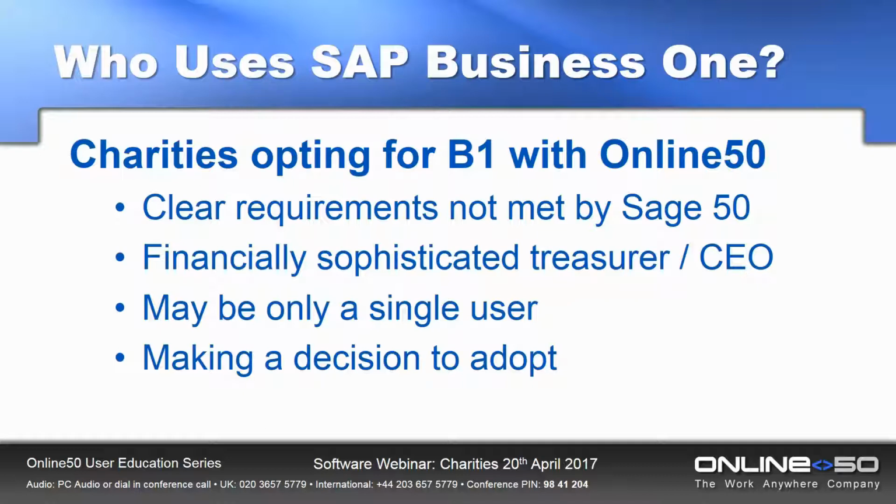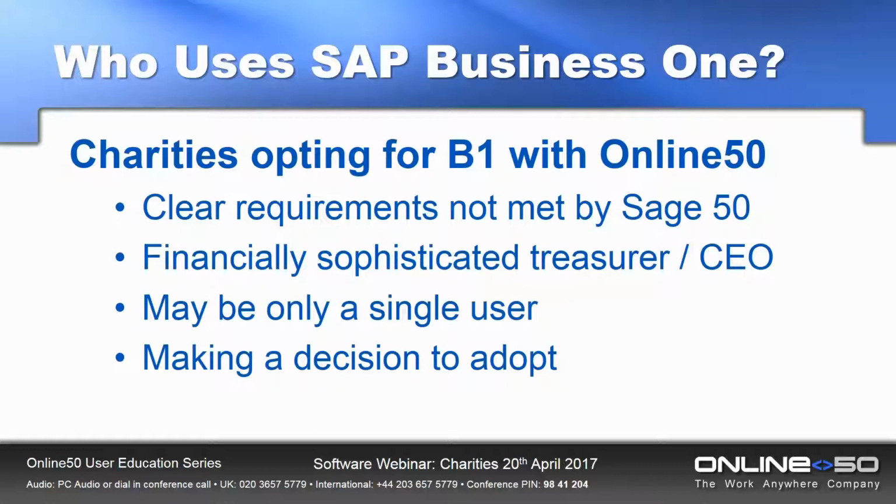Lots of people think of SAP as being hundreds of users and budgets of millions, and that's not the case at all with SAP Business One. I think the key differentiator between Sage 50 and Business One is that people who are using Business One have clearly made a decision to use it. The default position that we're seeing is still Sage 50.